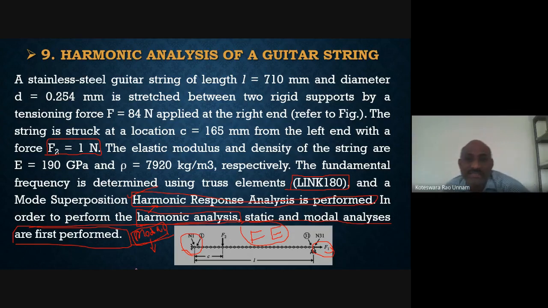So then for this string, he has given the diameter here, but the software doesn't take diameter. So we need to input the area value. So from this D, we can calculate the area. It is not a difficult thing. Of course, length is given. And also density is given. In modal analysis, we require density. In static analysis, we require Young's modulus. Young's modulus is also given. Poisson ratio is not given. We'll take it as 0. Then again, the two forces F1 and F2 are also given.